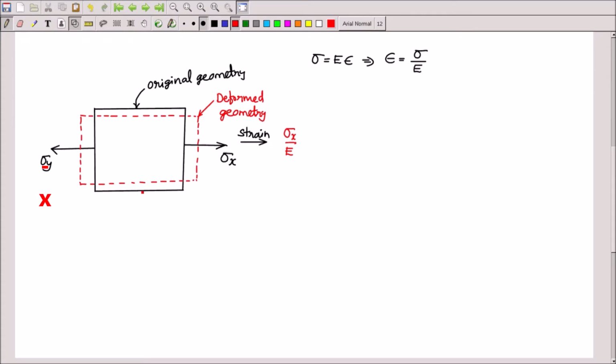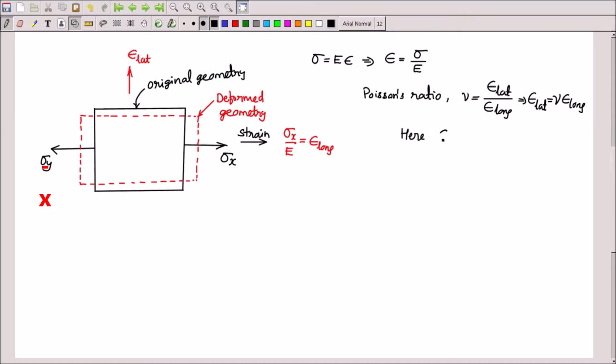Now, though we are applying stress only along x direction, there will be deformation in the perpendicular direction also because of Poisson's effect. We call the strain along that direction the lateral strain, whereas sigma x by E is called longitudinal strain. We defined Poisson's ratio as the ratio of lateral strain to longitudinal strain. We also know that Poisson's ratio is a constant for a material. So when we know Poisson's ratio, we can always get lateral strain when we have the longitudinal strain. So here the longitudinal strain is sigma x by E. So lateral strain should be nu into sigma x by E.